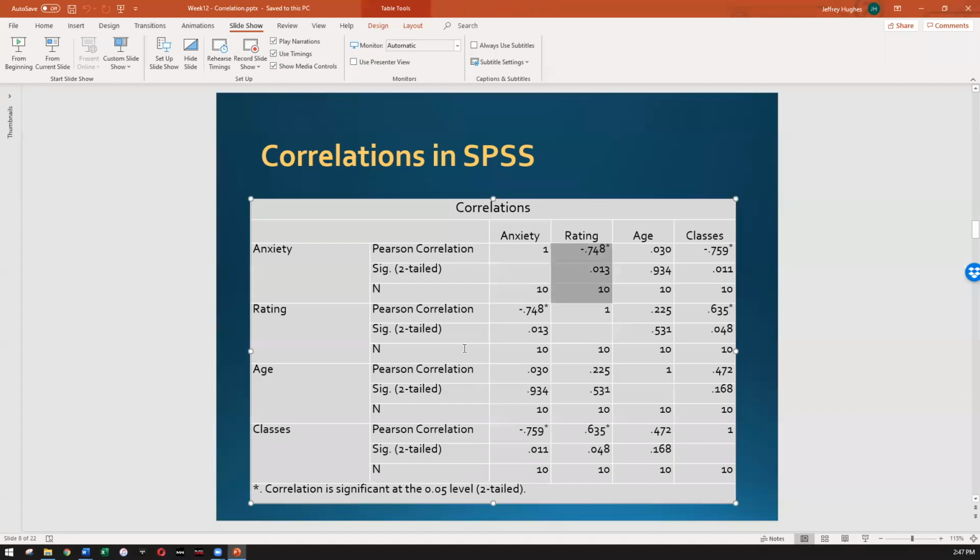Now let's go into what these three boxes are. First we have the Pearson correlation. That is just r, our correlation coefficient. We see that it is negative 0.748. Next, we have whether it's significant or not, in our Sig box. So we have Sig, and is it significant? Can someone tell me, just shout out, is this significant?